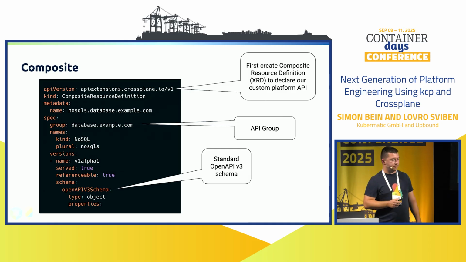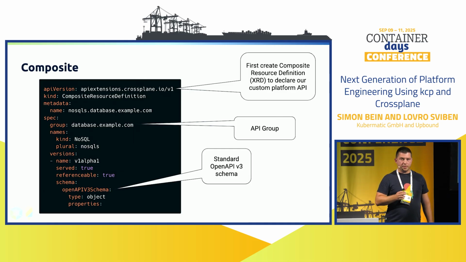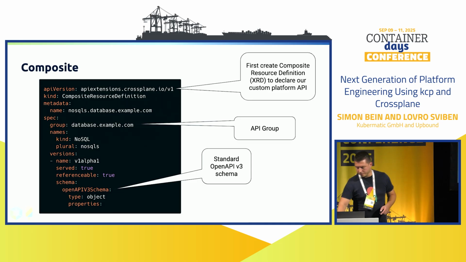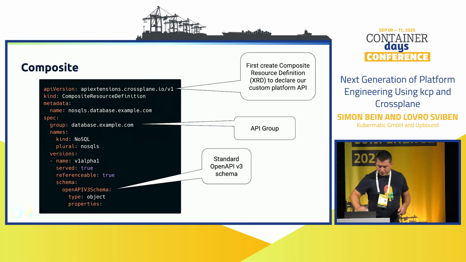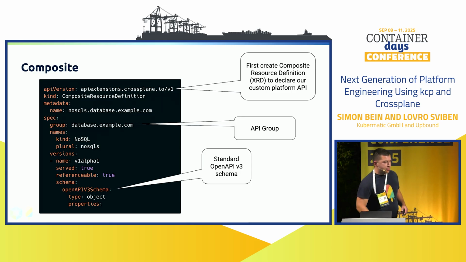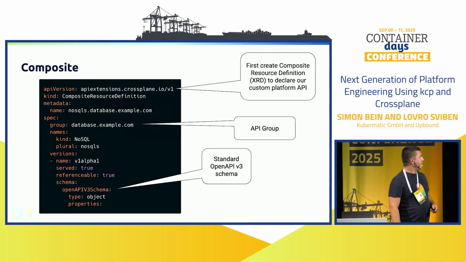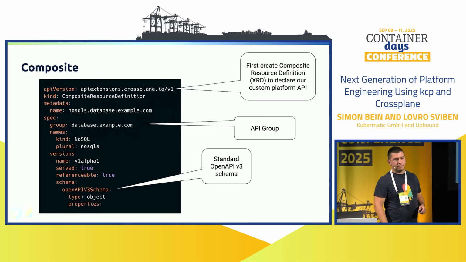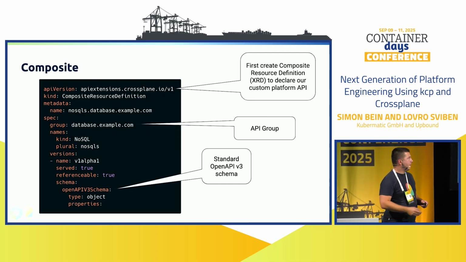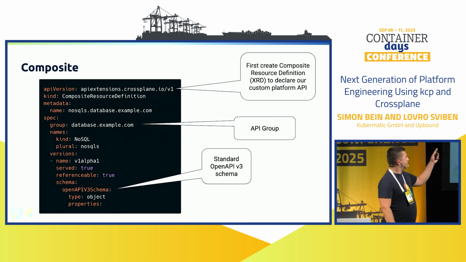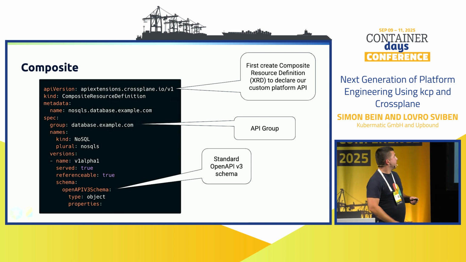Okay, how do we do it? I said we want to create some abstractions, and for example, this composite is an abstraction that we can do. We want to declare a composite resource definition, which is basically like a custom resource definition, but Crossplane's own. It looks the same as a CRD. You inspect, you define an API group, you define the schema, and that's it. Now you have an abstraction of a NoSQL database.